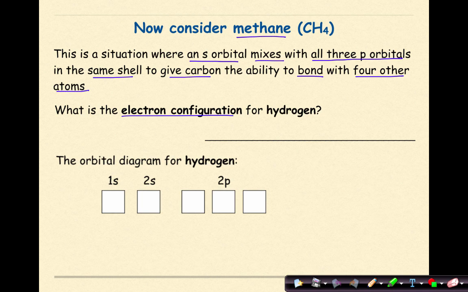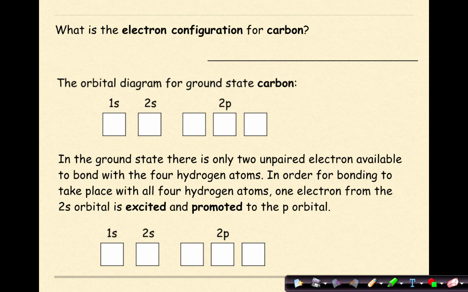What is the electron configuration for hydrogen? And we know that hydrogen is 1s1. The orbital diagram for hydrogen would be 1s1, right there. What is the electron configuration for carbon? We know that the electron configuration for carbon is 1s2, 2s2, 2p2. The orbital diagram for ground state carbon would be 1s2, 2s2, 2p1, and 2p2. In the ground state, there is only 2 unpaired electrons available to bond with the 4 hydrogen atoms.